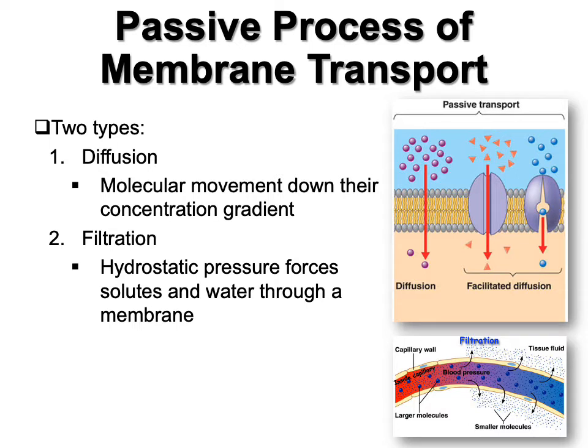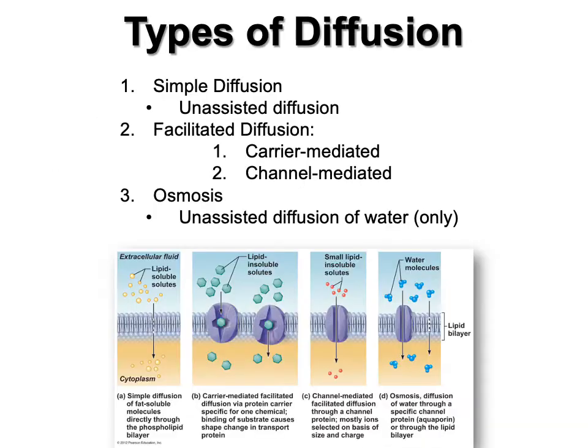Passive process of membrane transport. The two types of passive membrane transport are diffusion and filtration. Passive diffusion is when molecules, or I could say solutes, move passively across the cell membrane from an area where they have a high concentration to an area where their concentration is low. Filtration is the process by which water and solutes are forced through a membrane by hydrostatic pressure.